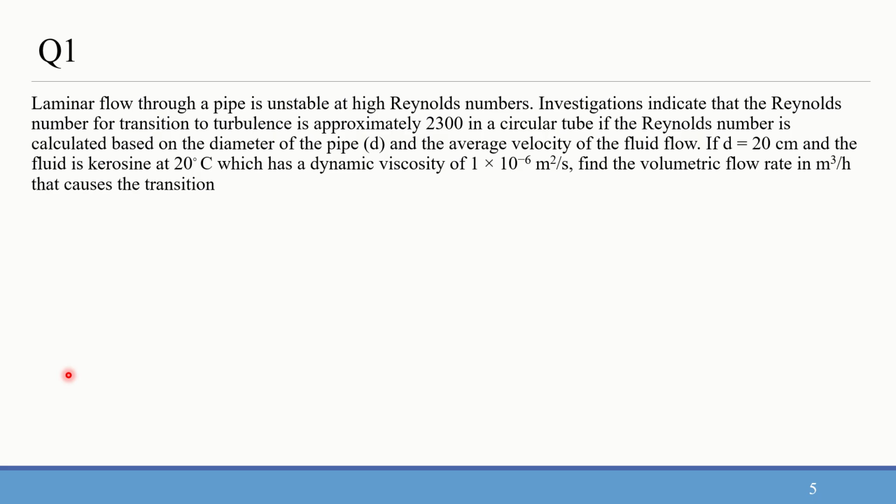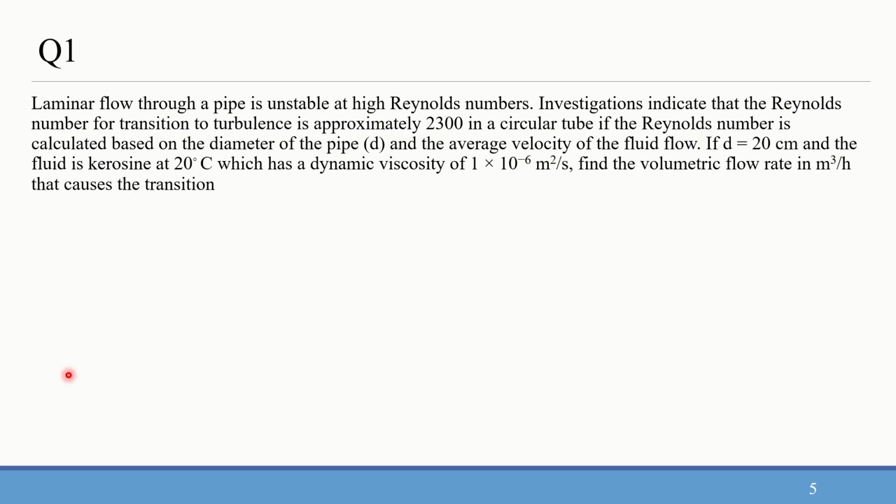So the first question is, laminar flow through a pipe is unstable at high Reynolds number. Investigations indicate that the Reynolds number for transition to turbulence is approximately 2300 in a circular tube, if the Reynolds number is calculated based on the diameter of the pipe and the average velocity of the fluid flow. If D is equal to 20 centimeter and the fluid is kerosene at 20 degrees Celsius, which has a dynamic viscosity of 1 into 10 power minus 6 meter square per second, find the volumetric flow rate in meter cube per hour that causes the transition.